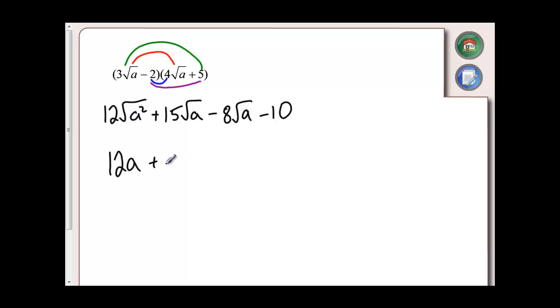Then I collect my like terms here. 15 root a and negative 8a. We've got 7 root a. And finally, the negative 10 doesn't go anywhere. Now it is also important to indicate here that a must be greater than or equal to 0, or our term 7 root a would be undefined. So we do need to indicate that all of our values of a must be greater than or equal to 0.